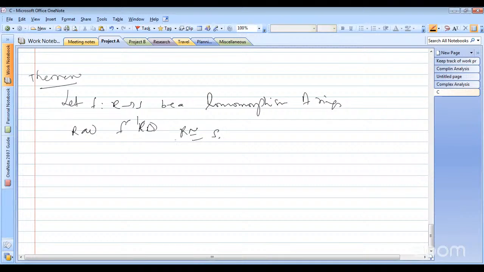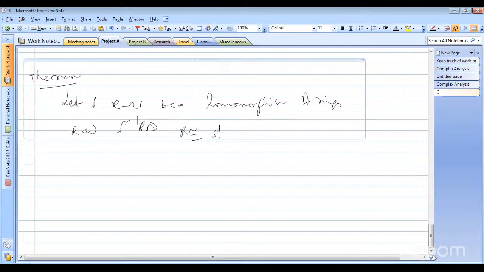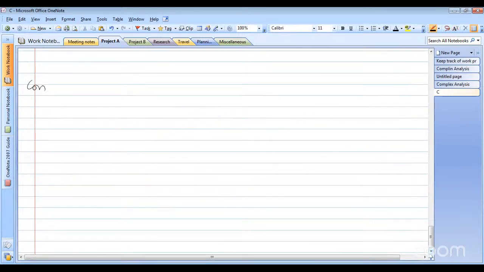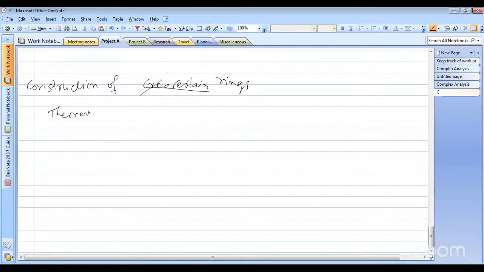Next, construction of certain rings. We will learn in this section some methods to construct new rings from the given ones. The first direction is the product of rings. So first we have a theorem to learn here. Let R1, R2, and so on, Rn be rings. Consider the Cartesian product R equal to R1 times R2 and so on times Rn.